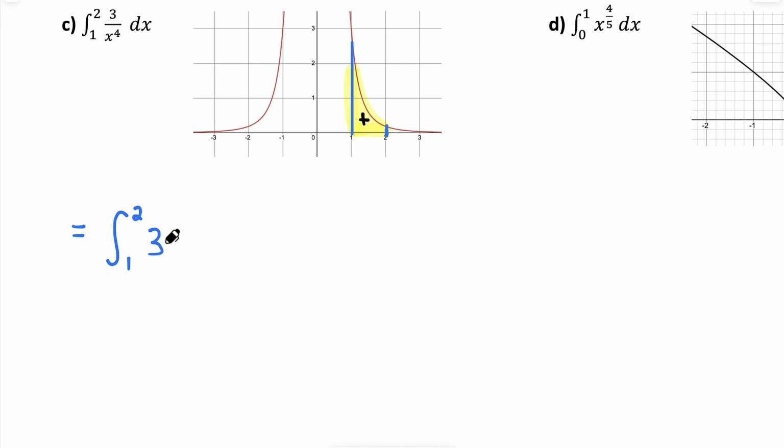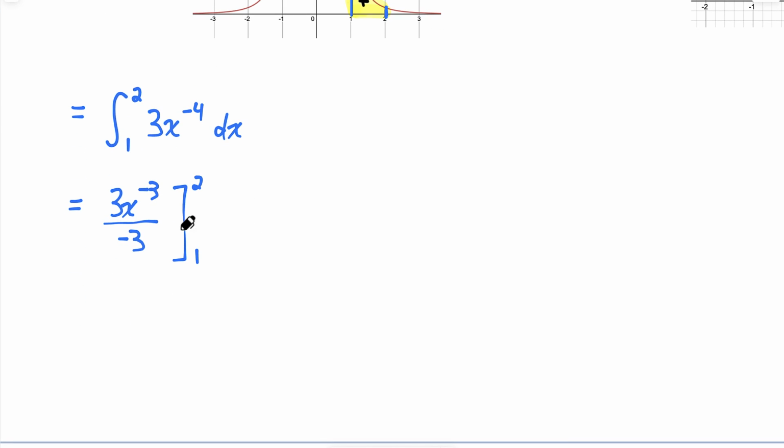I'm going to write it as 3 times x to the negative 4 dx. And now when I find the antiderivative of 3x to the negative 4, I can just increase its exponent by 1, making it negative 3, and divide by that new exponent. And I'll write my limits of integration again, 2 and 1. And I may even want to simplify this. I have a 3 divided by negative 3, that's negative 1. And I'll move that power of x to the denominator, so its exponent is positive.